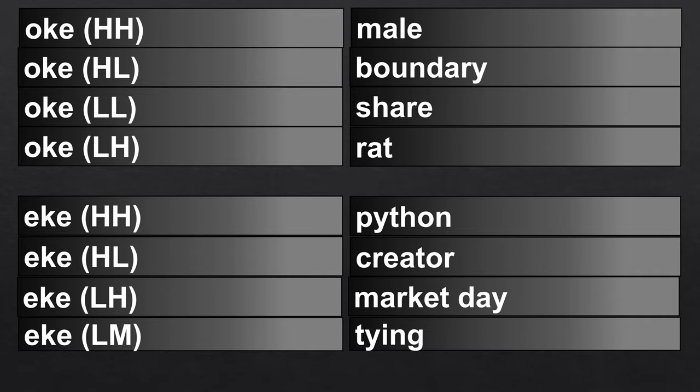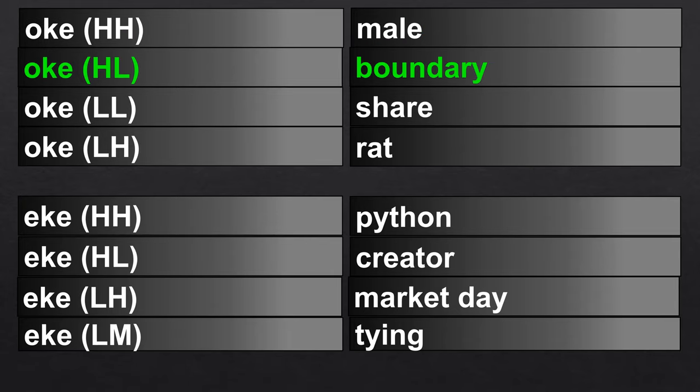And if your keyboard or phone doesn't have the capability to mark directly, you can use the letters H, L, or M to indicate your tones. So for example, here we have ọkụ, which is male. It is high tone for the first vowel and high tone for the second vowel. So you use HH to indicate that the first is high and the second is high.